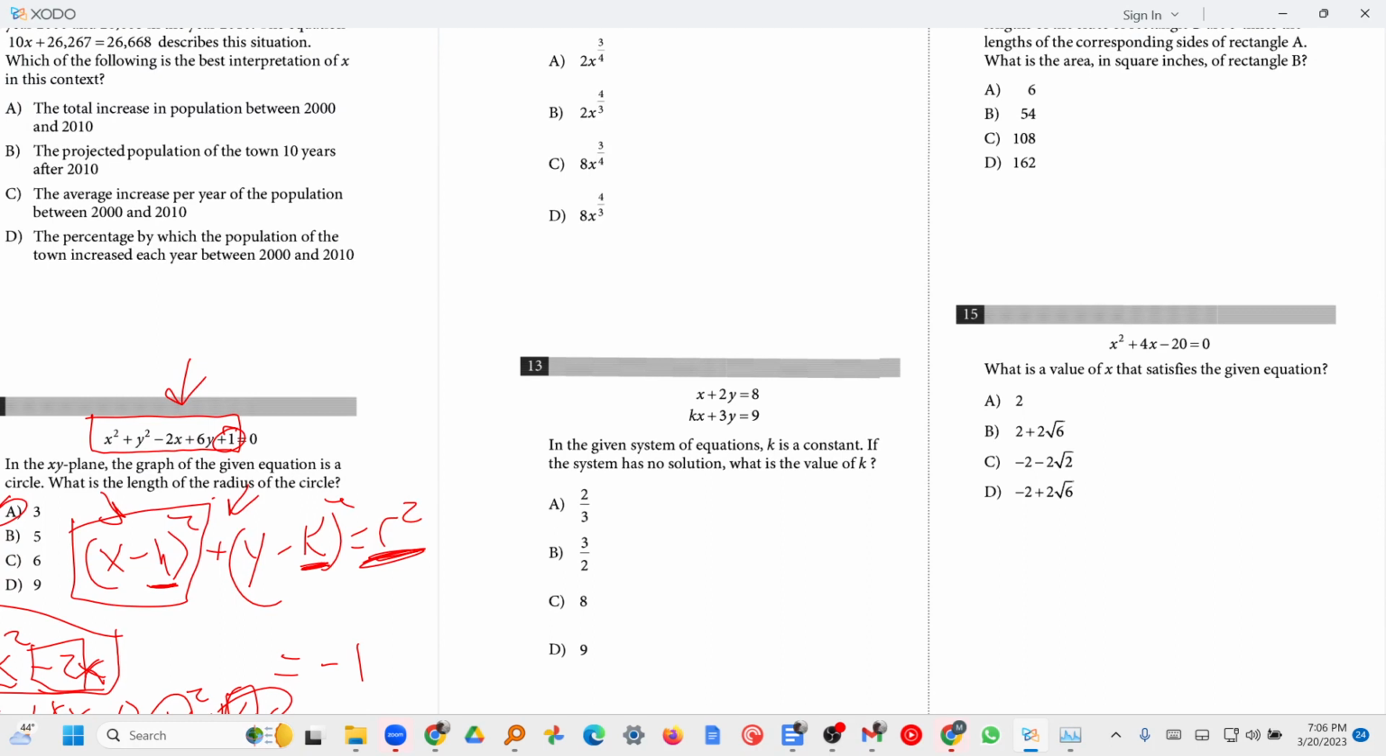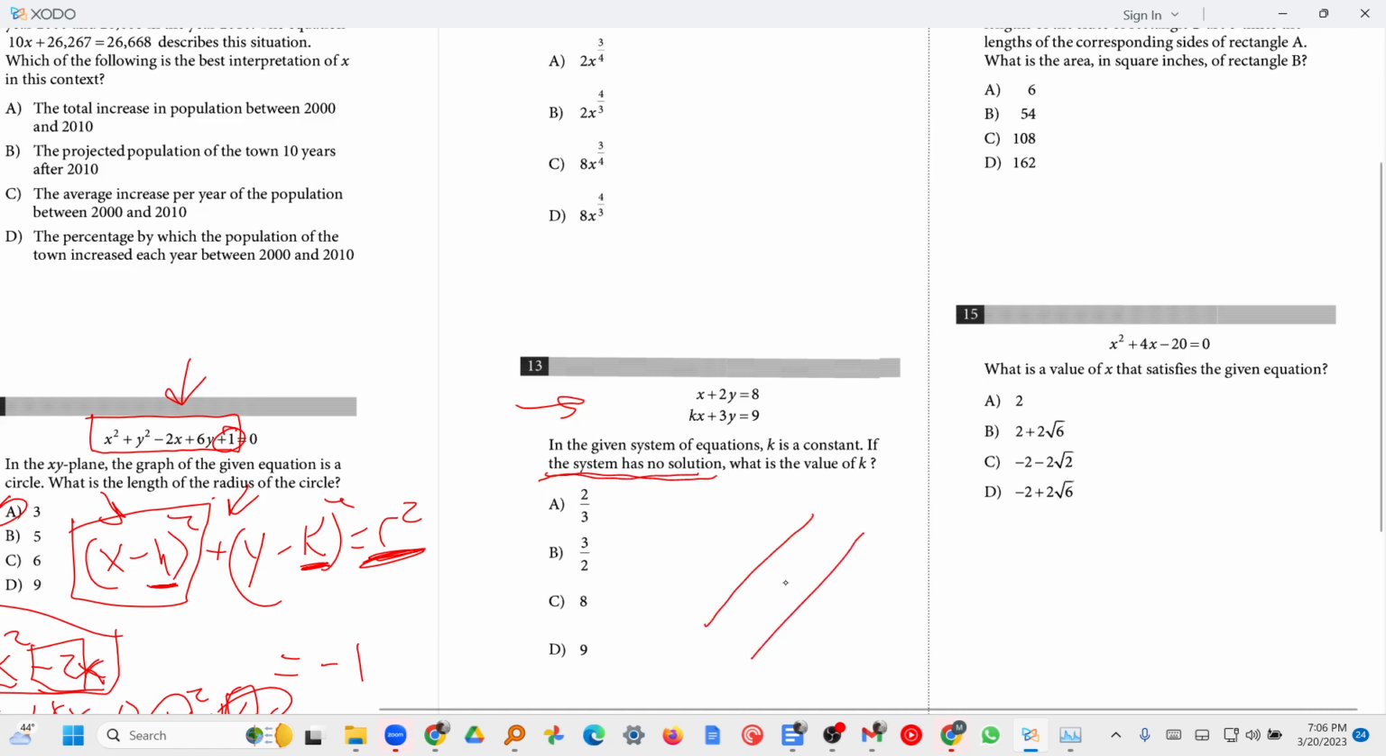So number 13, this is something they really, really like to do a lot. If they give me a system of equations, two equations, and then they say the system has no solutions, and there's no x squareds or y squareds, no curvy lines involved, that means those lines are parallel. And so what I'm going to do is put each of these into y equals mx plus b form so I can see what the slopes are.